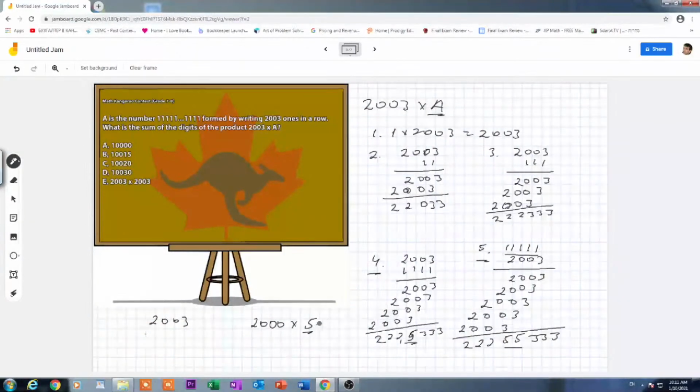So if we multiply, we'll get 10,000, right? 10,000, and then we need to add 10,000 plus 3 twos, which is 6, and 3 digits of 3, which is 9. So the result is 10,015. So correct answer, B.